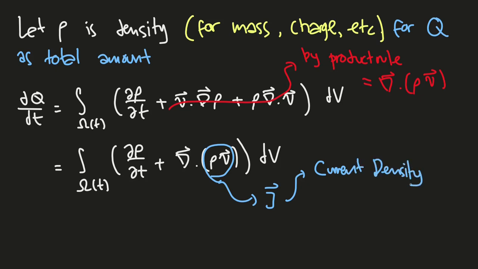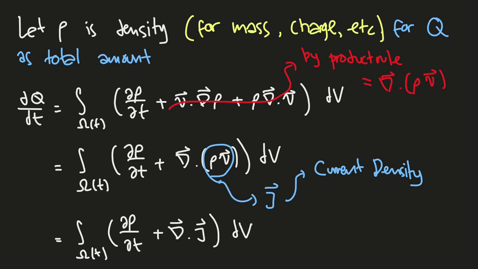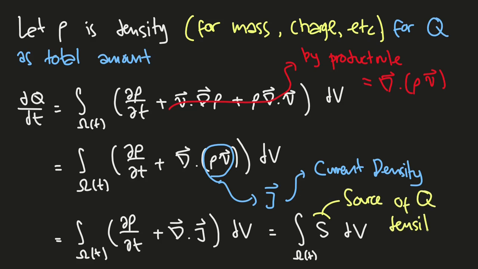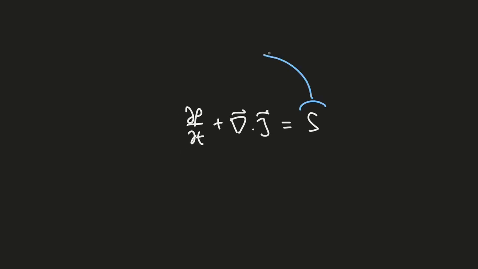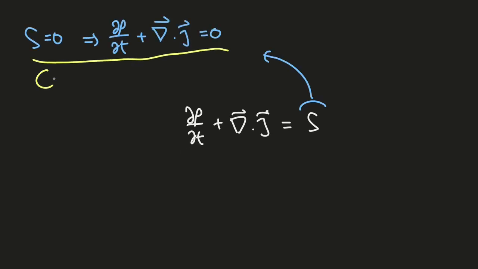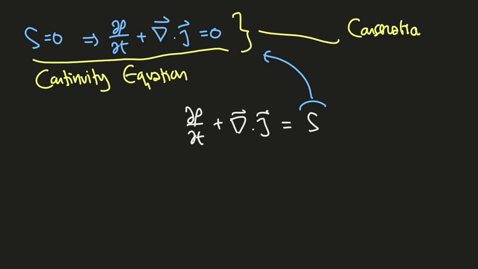So we get another form of the integrand as this. Finally, this equals this integral, where S here is a sort of Q density. And then we get this differential equation. For S equal to 0, the equation becomes this, known as the continuity equation. And as the result before, this relates to conservation of Q.